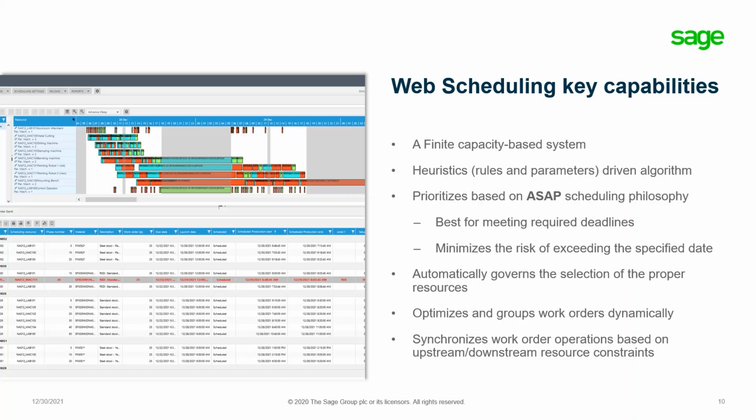It also synchronizes work order operations based on upstream and downstream resource constraints, and it provides unlimited what-if scenarios critical for determining the most effective schedule. Let's head over to Sage X3 and see how this all comes together.